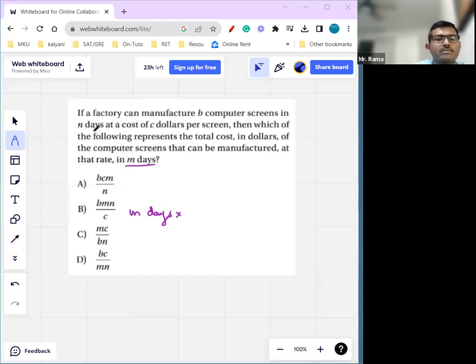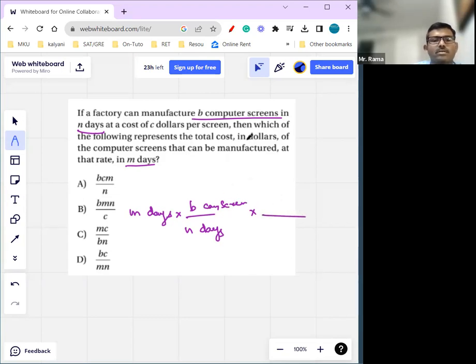When I look at the question right here, I can see this is N days, but again, how many screens? It says B computer screens in N days. So I'm going to keep that B computer screens in N days. Then I look for the computer screens, and I see that there is a cost in dollars per computer screen. So one computer screen, and the cost is C dollars.